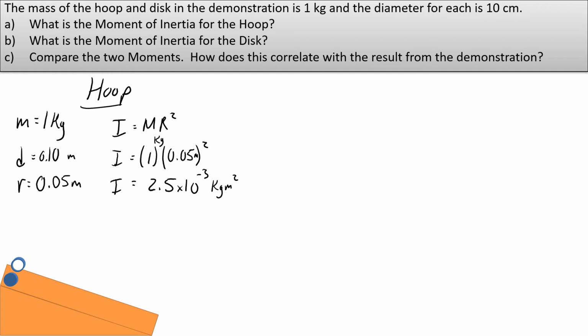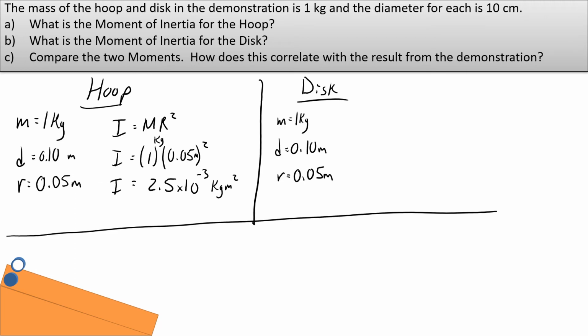Okay, let's see how that compares to the disk. I was about to say cylinder. I guess it's the same. Disk, same mass, same diameter, same radius. But now the mass is being oriented around the axis differently, and the way we account for that is by looking in our reference table. So I is equal to 1/2 mr squared for a solid cylinder or a disk, it says right in the reference table. So I is equal to 1/2 times 1 times 0.05, and then don't forget to square that radius.